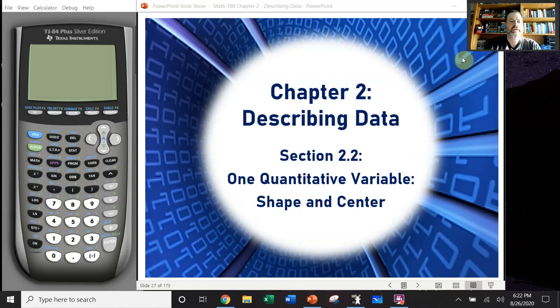Hi everybody. In this section, we're going to keep going with Chapter 2. We're going to do a little bit of calculator work today. Nothing too serious, but I'm leaving it up there. So not a ton of calculator work, but you're going to want to have it handy for some of the examples. So let's jump right in on section 2.2.